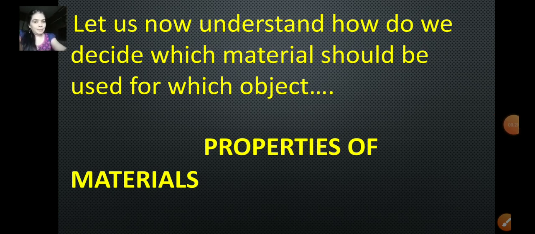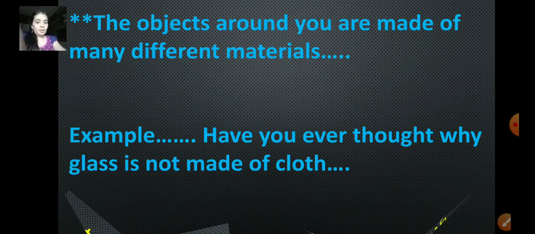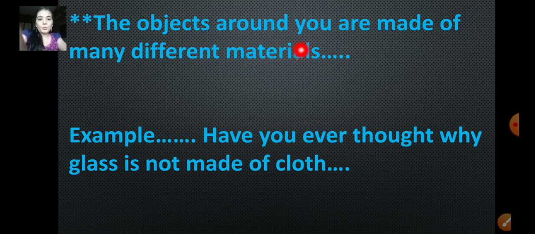So, children, let's begin. Let us now understand how we decide which material should be used for which object, in the topic properties of materials. In the previous video, we learned that objects around you are made of many different materials. Now children, have you ever thought why glass is not made of cloth? Yes, why is it not made with a piece of cloth?